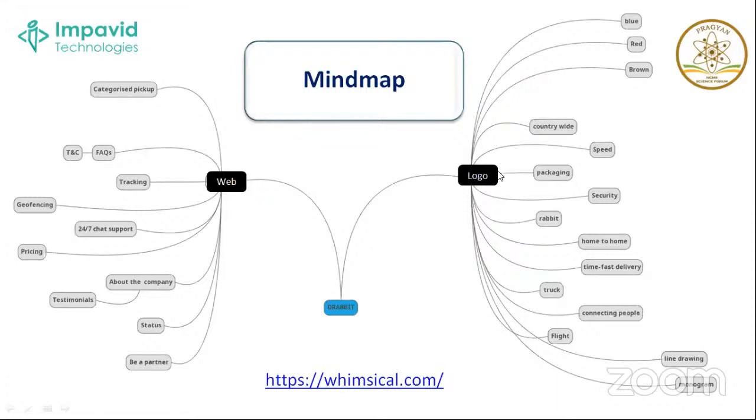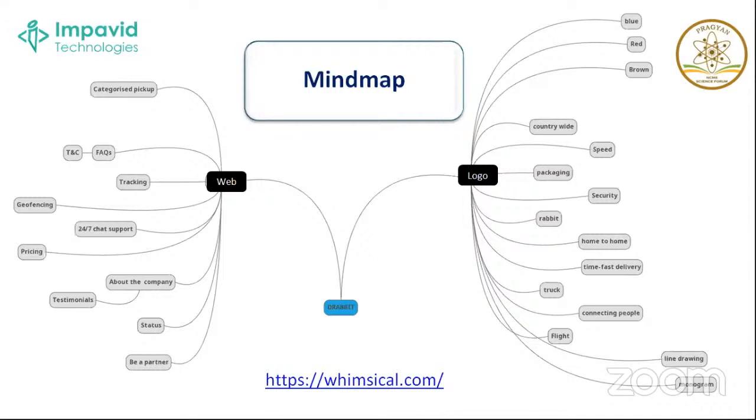And what are the things that I would like to put in my logo? Maybe I would like to add some rabbit. I would like to represent an image which contains a home-to-home delivery. Maybe I would like to add a logo representing connecting people. See, whatever idea comes into the mind before I develop a logo or a website, I mind map all these things and just scribble them, right?